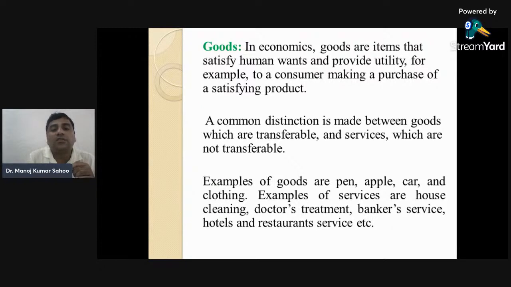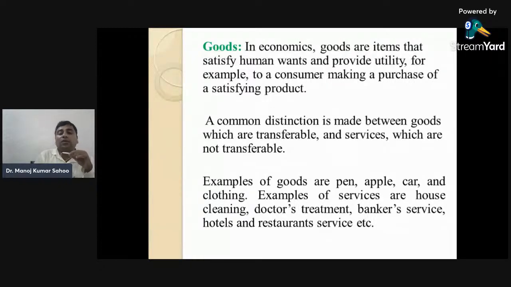A common distinction is made between goods, which are transferable, and services, which are not transferable. Examples of goods are pen, apple, car, and clothing. Examples of services are house cleaning, doctor's treatment, bankers' service, hotel and restaurant service. So pen, apple, car, we can call goods.